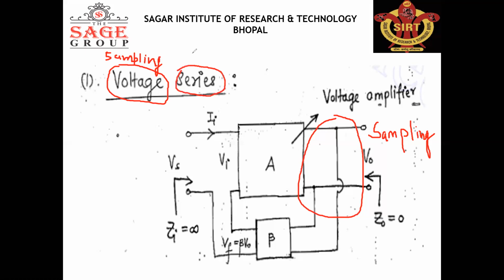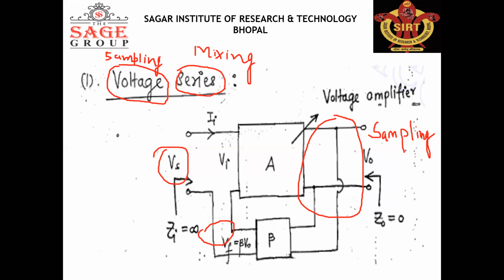Now this is the second term. The second term shows the mixing. So mixing of what? Mixing of the feedback signal and the input signal. Feedback signal and input signal are mixed here. So here we say that mixing is done in the form of series.